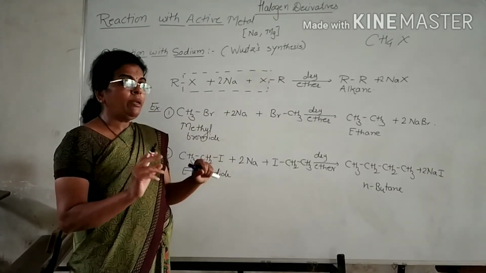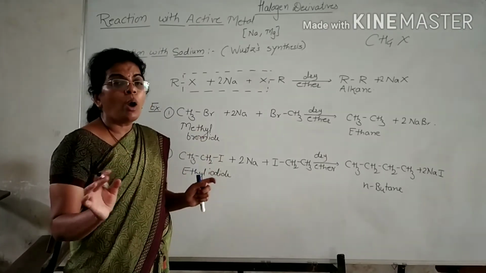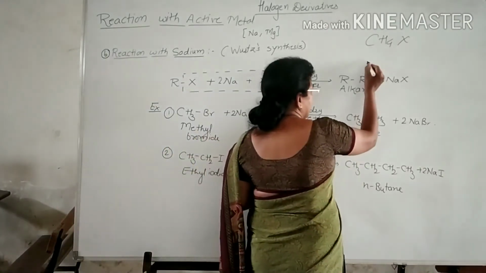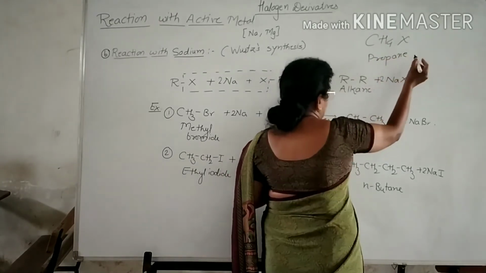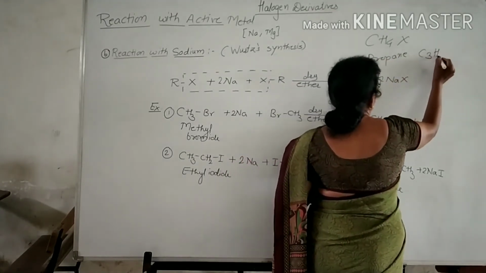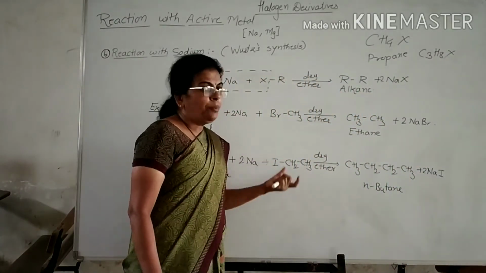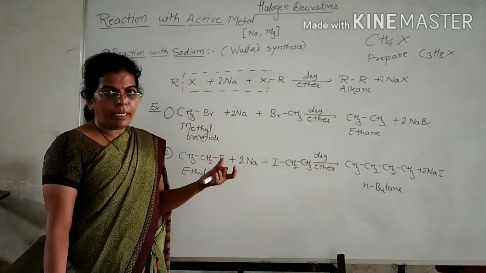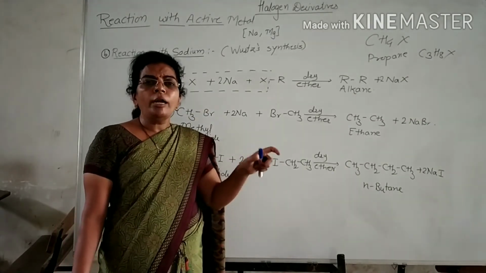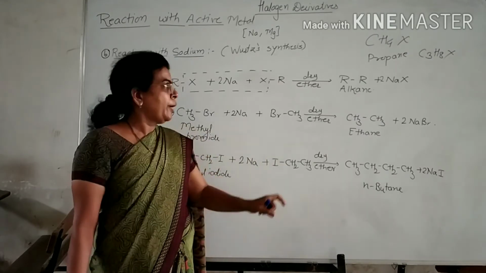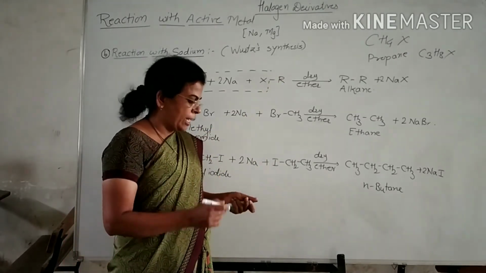The second limitation of this reaction is we cannot prepare alkanes having an odd number of carbon atoms, like propane. Molecular formula of propane is C3H8. We cannot prepare these alkanes, or pentane, or heptane, or nonane. That is, alkanes having an odd number of carbon atoms cannot be prepared by using Wurtz synthesis. This is the limitation of this reaction.